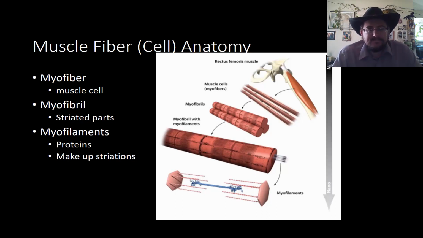So, here's a big old muscle. Here's a fascicle. And then here's an individual muscle cell, a myofiber. And then here's a zoom in on one part of a muscle cell showing the myofibril. Multiple myofibrils in a myofiber. And then inside a myofibril, we can see the myofilaments.